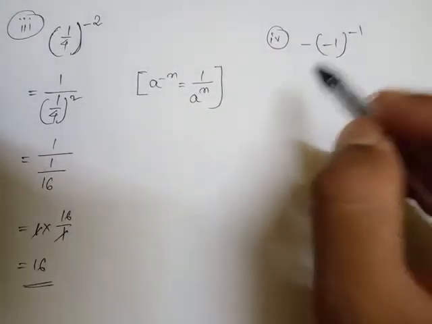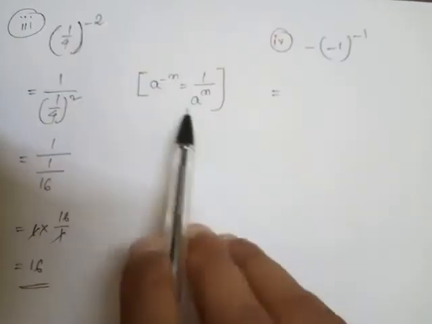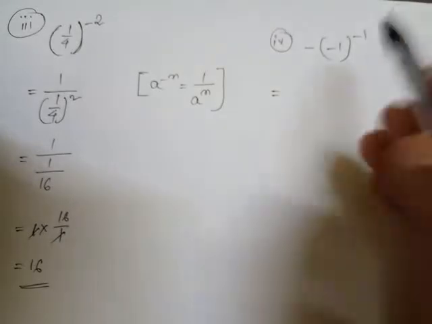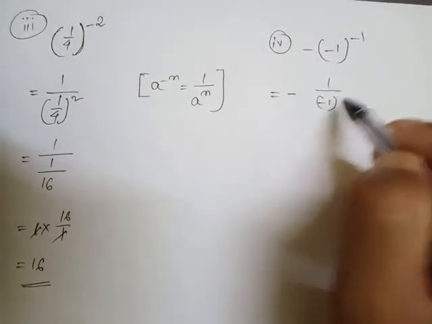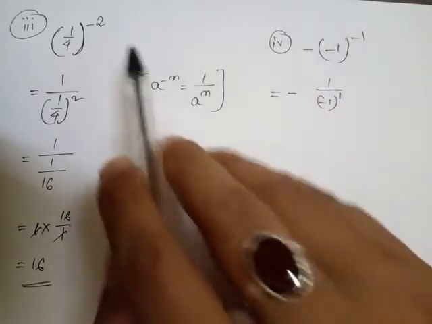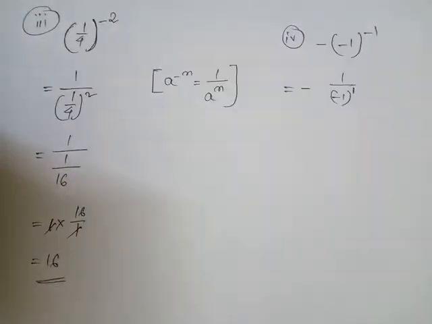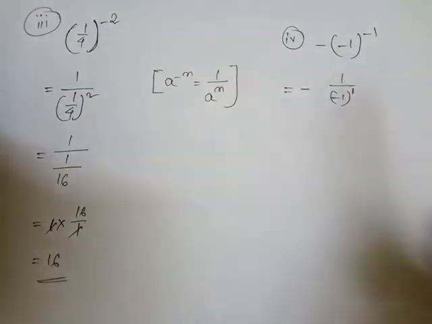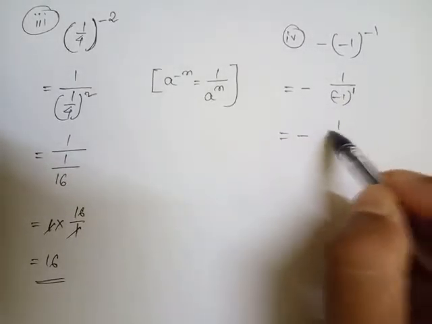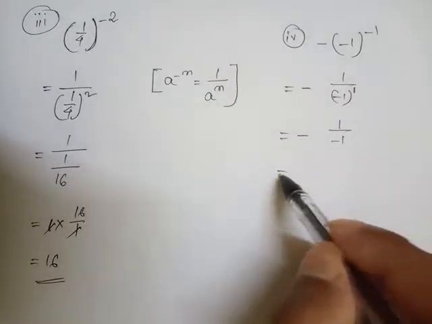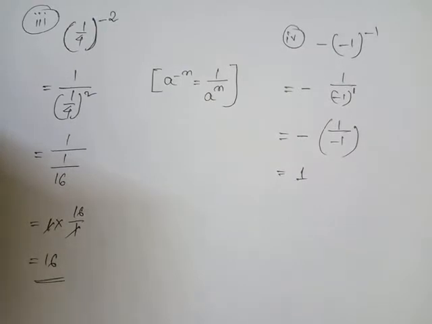Here also we can use the same formula: a to the power minus n equals 1 by a to the power n. So here also we use the same formula, and we get 1 by minus 1 to the power 1. One more thing: 1 by minus 1 is minus, so the answer is minus 1 only. This is the answer of Roman 4.